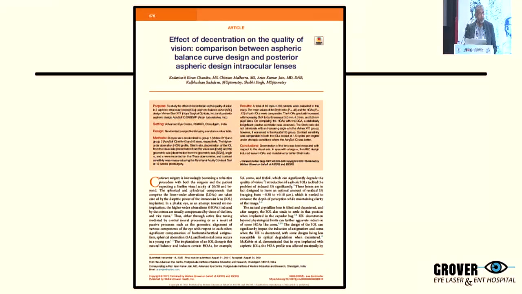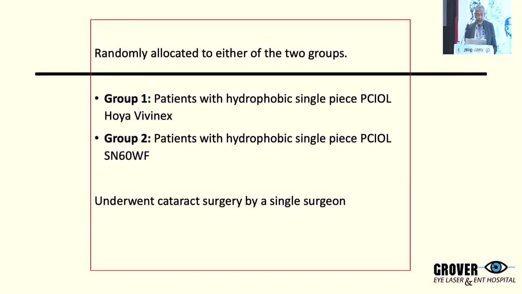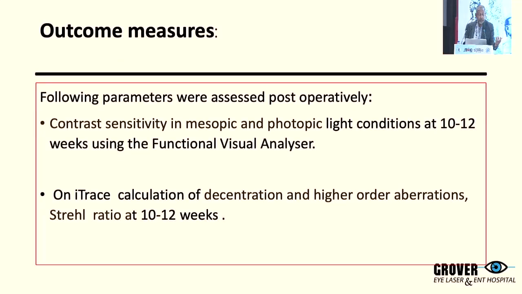So this was done 4 years back, and in this we randomly allocated one eye of each patient to either of the lenses, IQ or the Hoya Vivinex. The patients underwent surgery, and after 3 weeks of surgery, we did all these tests: contrast sensitivity, and we did an eye trace evaluation to calculate the decentration of the IOL, as well as higher order aberrations, and we noted the Strehl ratio in these patients.